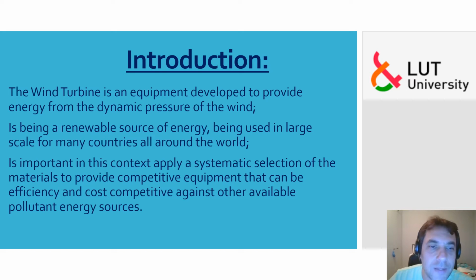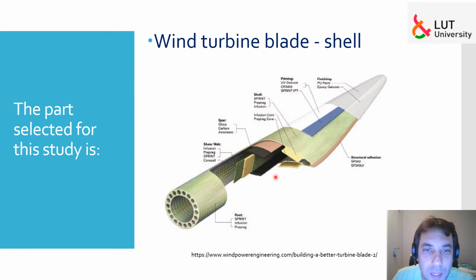A wind turbine is classified as a green source of energy and also a renewable energy, since we can utilize the force that we have in the wind and turn it into electric energy. So the importance of selecting materials to get efficient equipment is an important issue that we will discuss today. The part selected to be discussed in this study is the wind turbine blade.